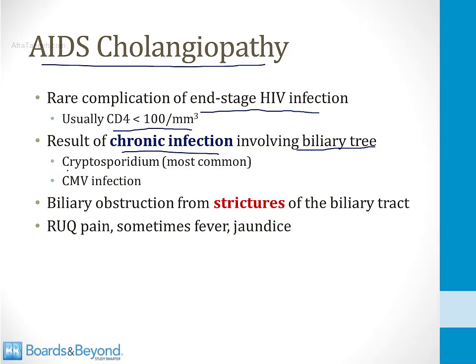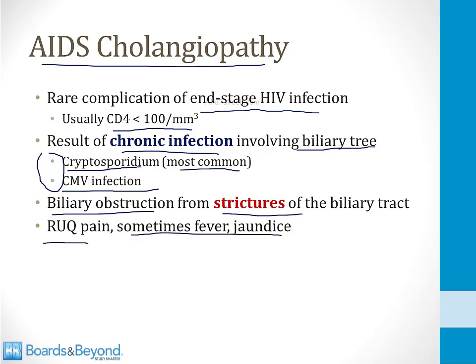Usually the infection is a result of cryptosporidium, that's the most common agent, but sometimes it's also due to cytomegalovirus, and to get both of these infections you need to have a very low CD4 count. So as the result of chronic infection with one of these agents, the biliary tree develops strictures, and this obstructs the flow of bile, and as a result these patients with AIDS can develop right upper quadrant pain, and sometimes fever and jaundice, all from strictures in the biliary tree as a result of a chronic infection.